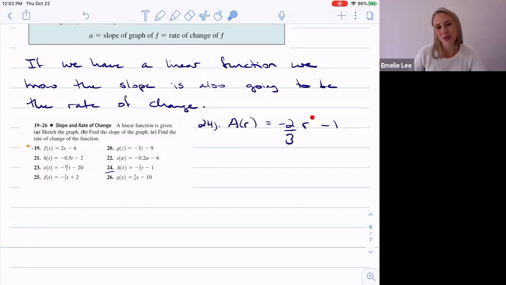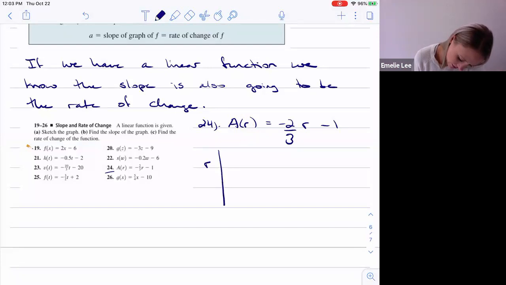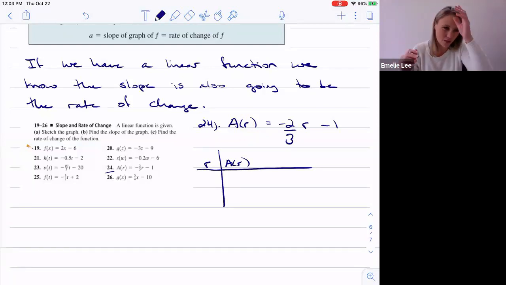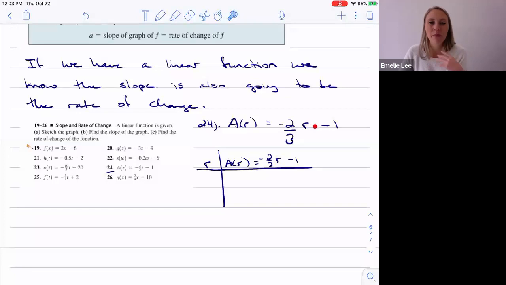Remembering that our input is now called R and our output is called A of R, it still behaves the same way. So remember how we sketch a graph of a linear function? We just pick two convenient values of R, evaluate to find the output, and then we'll have two coordinate pairs that we can graph, then draw the line and extend it. So I'm going to make a table of values here, with R and A of R equals negative 2 over 3 R minus 1. Of course I'm going to pick convenient values of R.